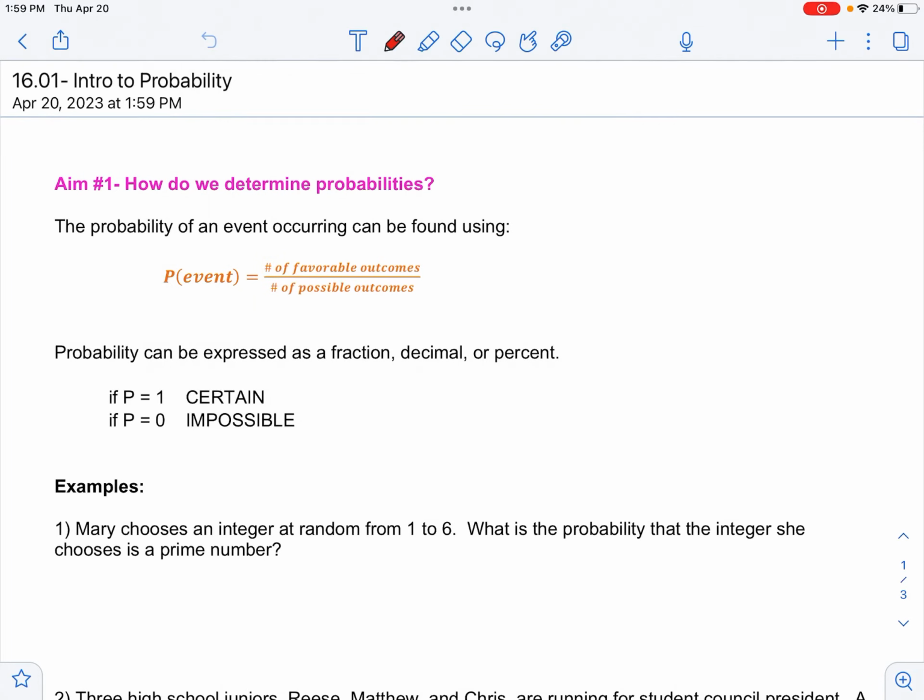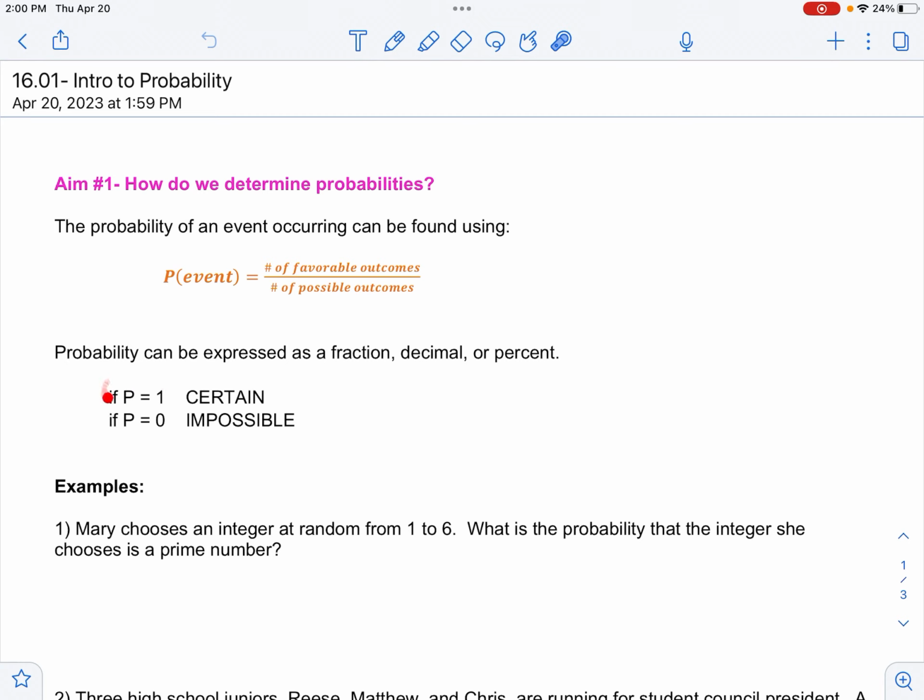This is a quick refresher of 7th grade probability. When getting the probability of an event occurring, it could be used as a fraction. The probability of the event is the number of favorable outcomes over the number of possible outcomes. So you could write it as a fraction, a decimal, or a percent.